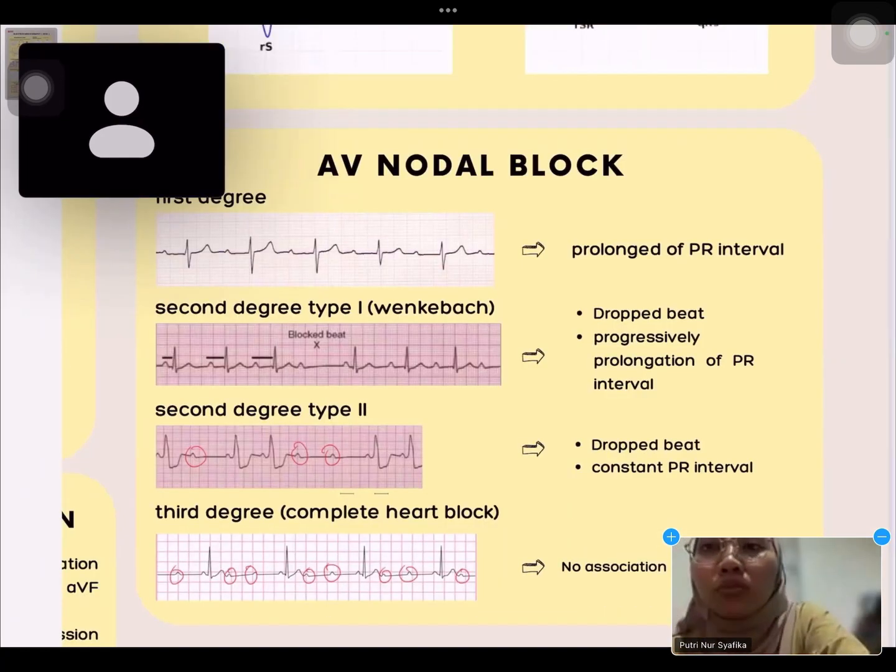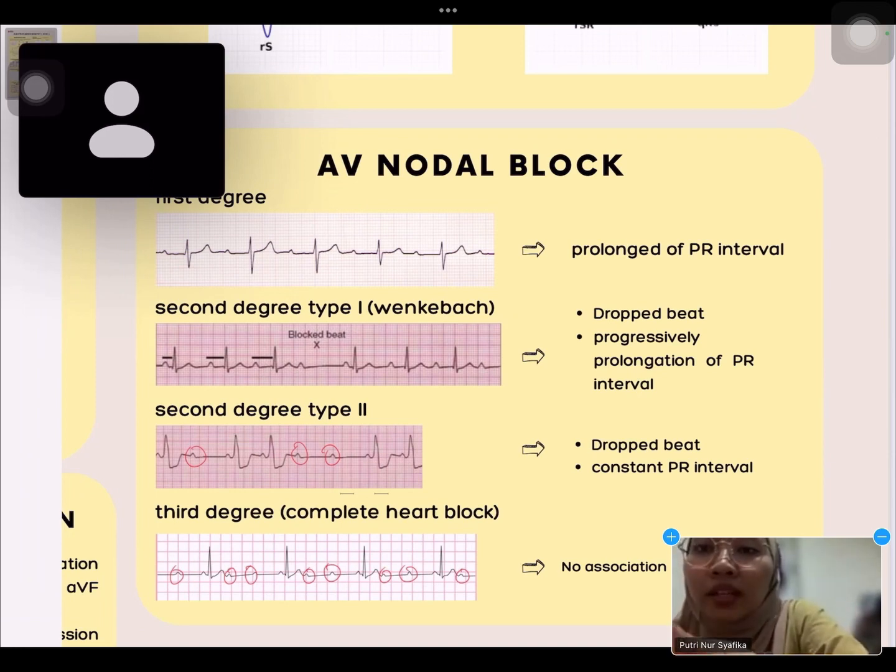Next, there are 4 types of AV block. The first one is first degree, which is a prolongation of the PR interval. As you know, the normal range for the PR interval is 0.12 to 0.2 seconds. So the first degree has a prolonged PR interval, which is more than 0.2 seconds.